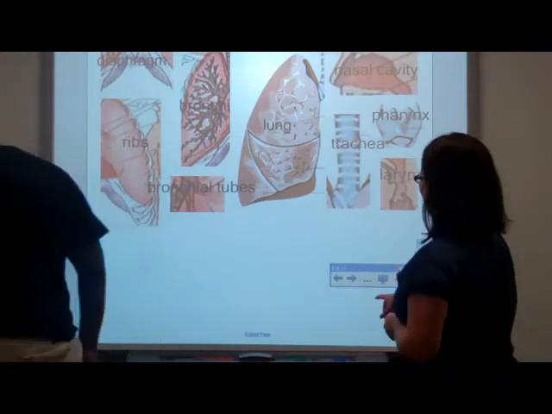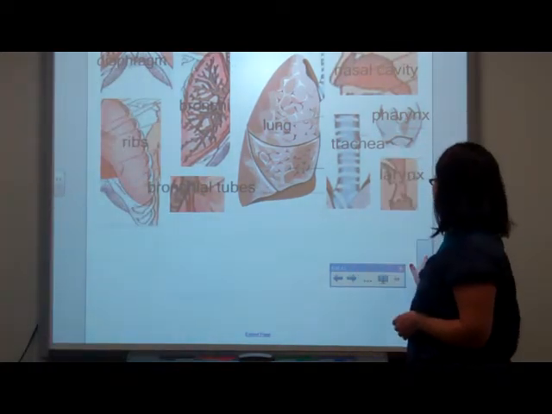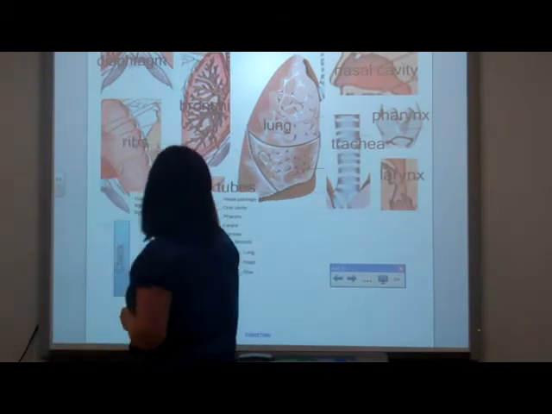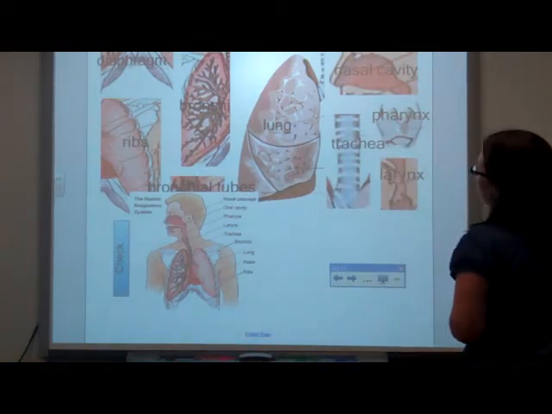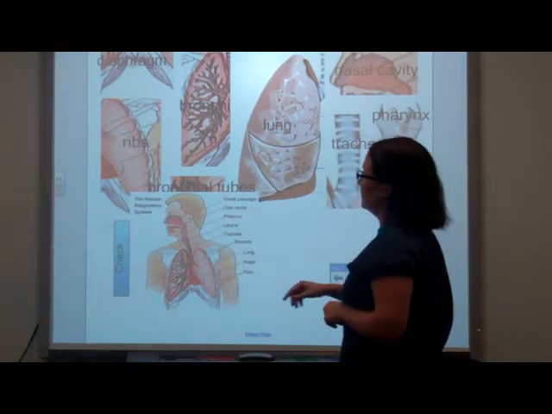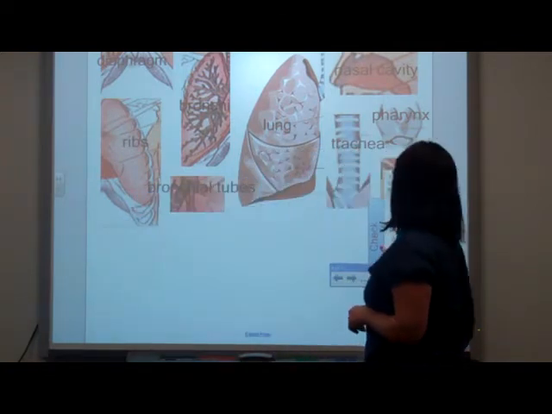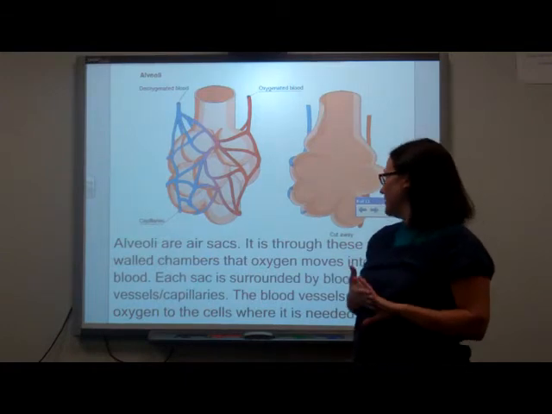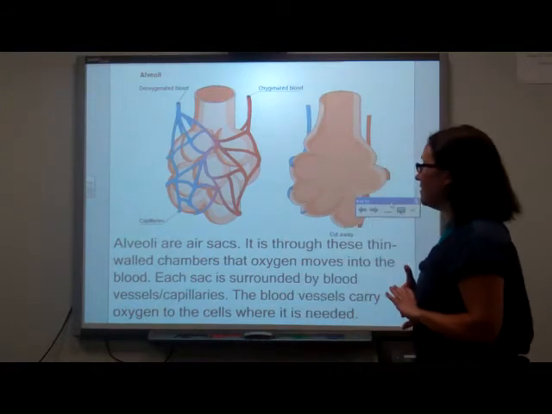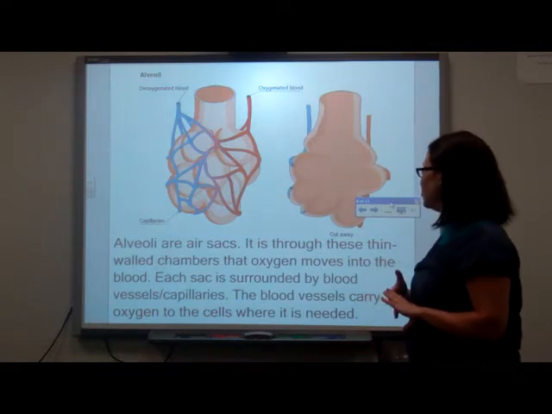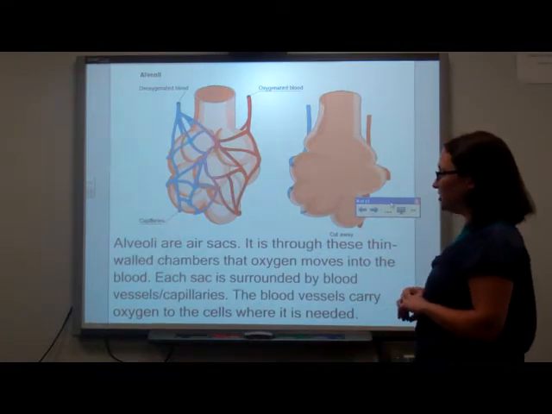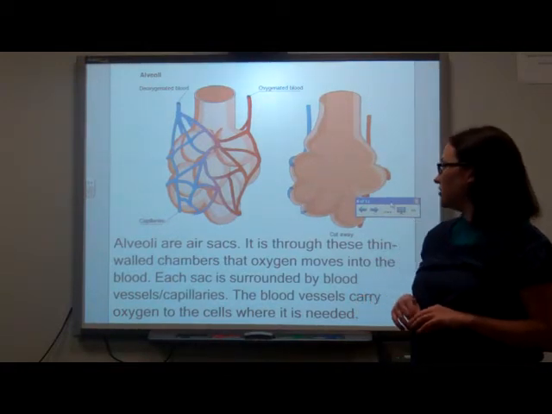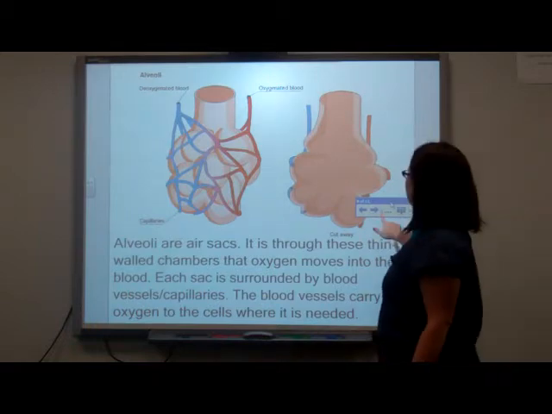All right. Okay, guys, let's see. We can check what Kevin has done, and Kevin would be right. Good job, Kevin. Thank you for paying attention today. Okay? Now, it says villi or air sacs. It is through these tiny ball chambers that oxygen moves into the blood. Each sac is surrounded by blood vessels and capillaries. The blood vessels carry oxygen to the cells where it is needed.